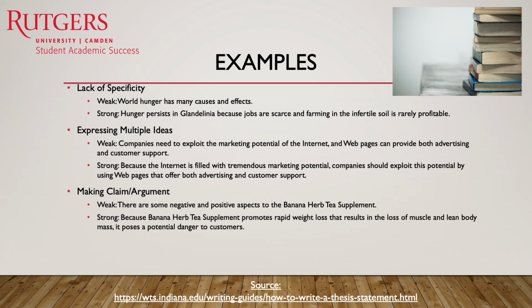So if we were to take this thesis statement and make it stronger, we might say, "Hunger persists in Glandulinia because jobs are scarce and farming in the infertile soil is rarely profitable." So we've narrowed down world hunger, which is very broad and encompasses a lot, down to hunger specifically in a particular region. This is very effective because if you just say world hunger, then it's expected that you'll be addressing world hunger at large throughout the rest of your paper. And that very well might not be true.